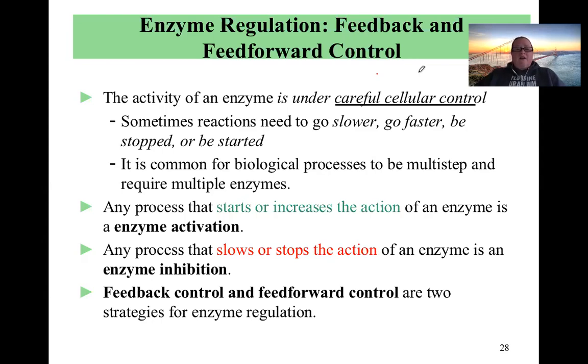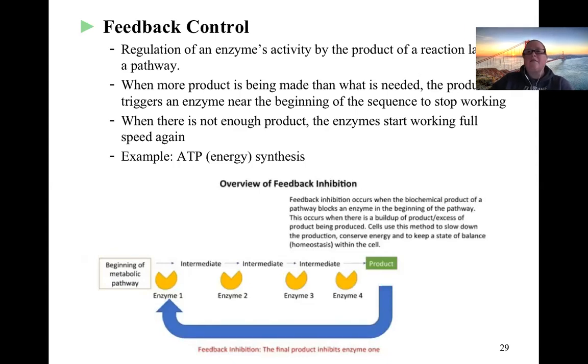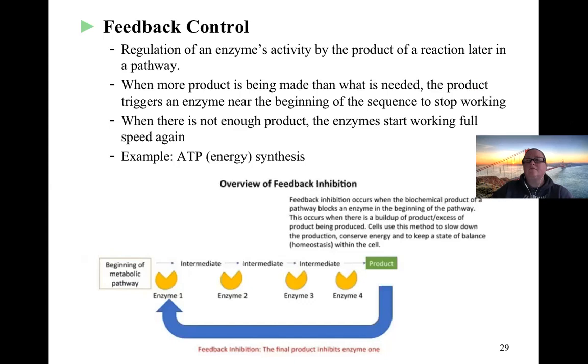Feedback control depends on the product that's being made. Think of an assembly line. We are making lots of product, and all of a sudden we're producing more than what the assembly line can keep up with. So the person at this end of the assembly line is going to send a message down to the beginning of the assembly line: hey, we need to slow things down, or hey, we need to stop this for a bit. So with feedback control, the regulation is by the product.